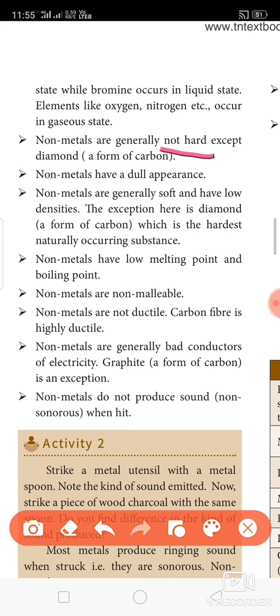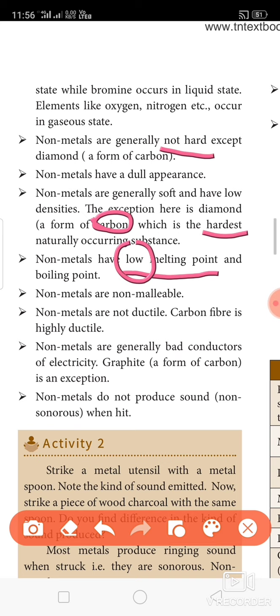Non-metals have a dull appearance except diamond. Diamond only shines, but non-metals have a very dull appearance. Non-metals are generally soft and have low density. The exception here is diamond, which is the hardest naturally occurring substance. See, I am repeatedly mentioning carbon. There is a reason behind it. Non-metals have low melting point and boiling point. We saw metals have high melting point and boiling point. Here non-metals have low melting point and boiling point.